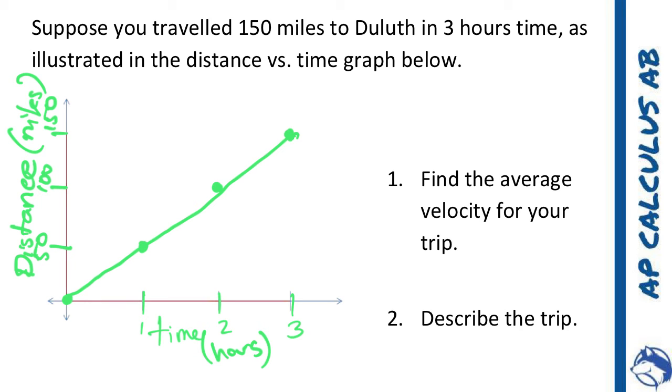My velocity is, remember, velocity is going to be distance divided by time. So this is going to be in miles per hour. Well, I'm going 150 miles, and I'm doing it in 3 hours. So that's 50 miles per hour is my velocity. To describe the trip, I'm going 50 miles an hour over the course of 3 hours from my trip to Minneapolis to Duluth.